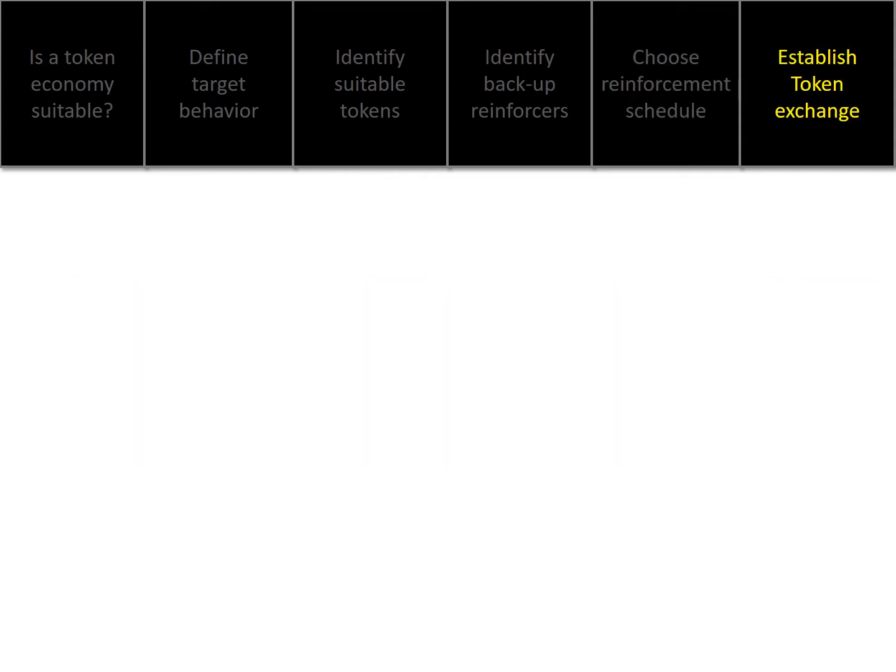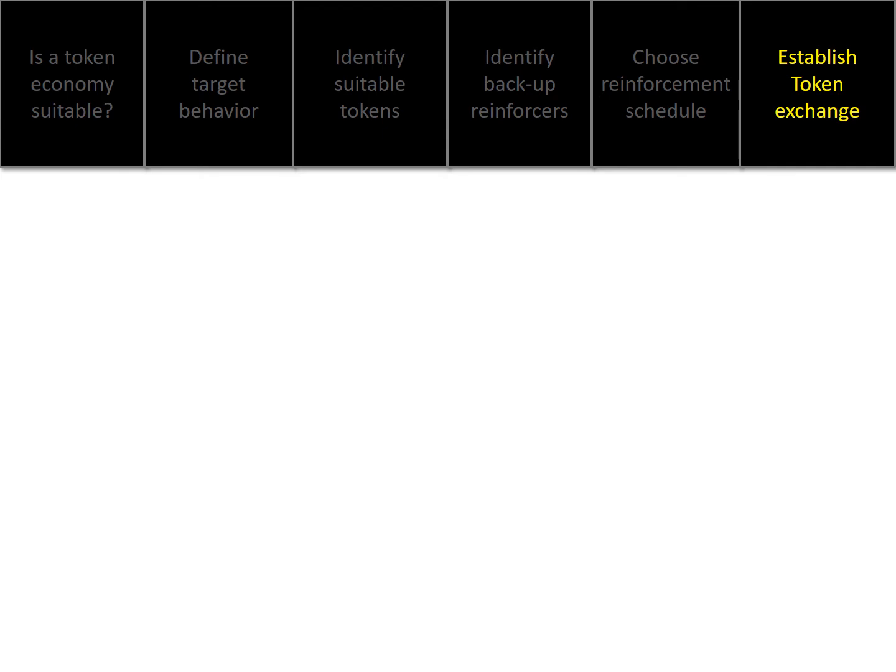And during the final phase, you need to establish a token exchange rate and exchange place. For example, how many tokens should the client need to earn before they receive the backup reinforcer, such as a bucket of chocolates? Should they need to accumulate 10 tokens, 20 tokens, or what before the backup reinforcer is delivered?